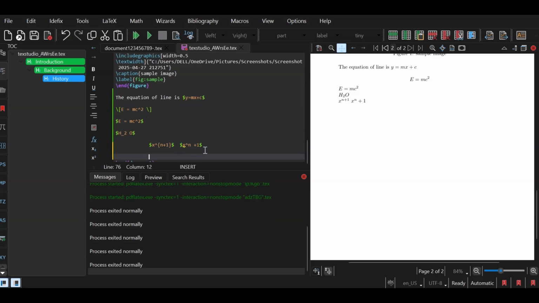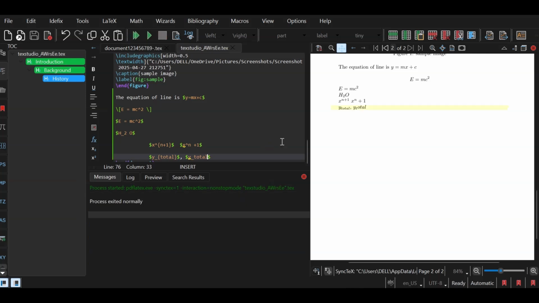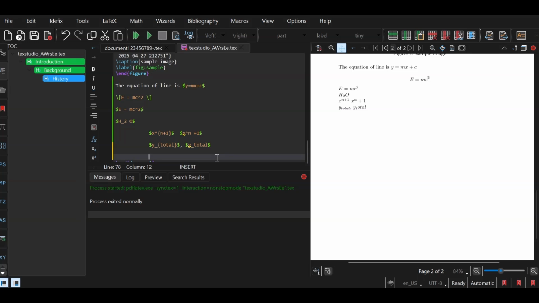Okay, and the same for subscript, like y subscript total. If you don't mention your curly braces, then only T comes in your subscript and the rest is normal. See, okay. So this is for subscripts, and after that how to write fractions, roots and summations.